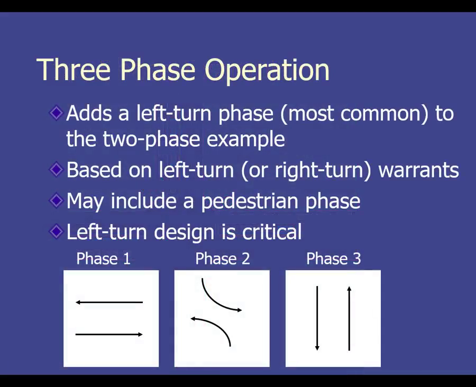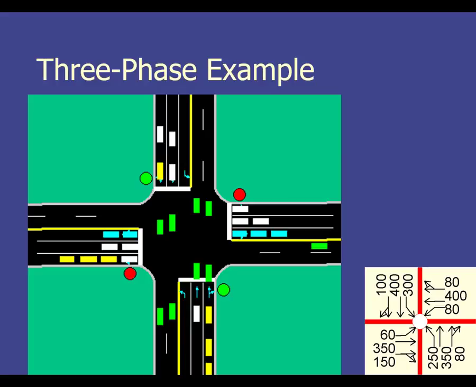Here's a three-phase operation. It adds a left turn phase, and that's most common. It's based on a left turn or a right turn. It may include a pedestrian phase, and the left turn design is critical. There's a period of time when only left turns are made, and that can be very confusing to the traveler, or right turns. An example of what that would look like in a schematic.